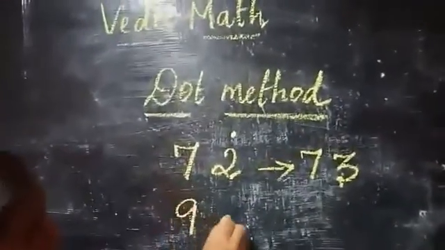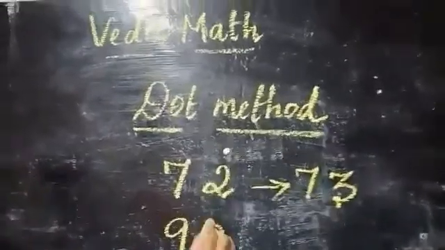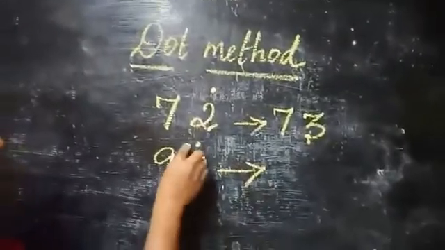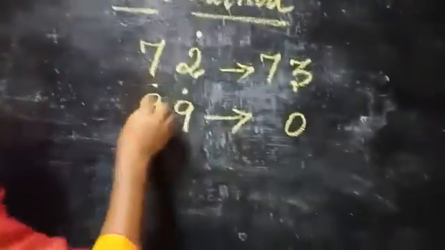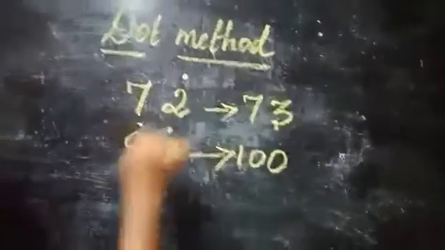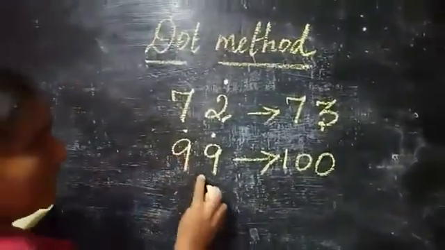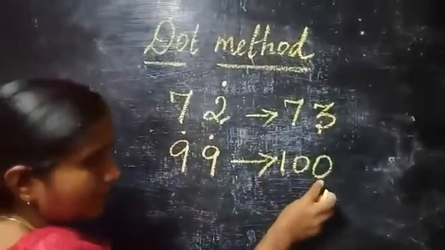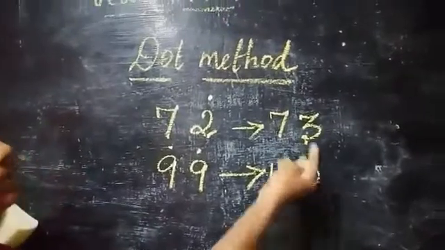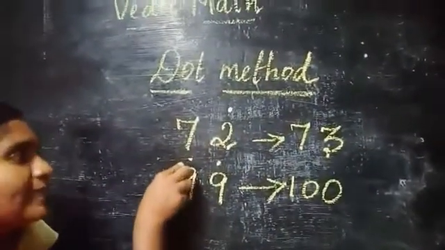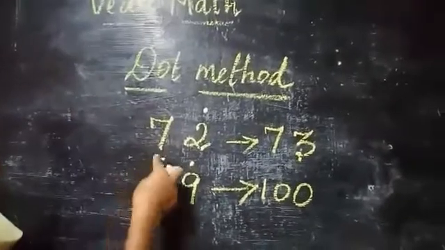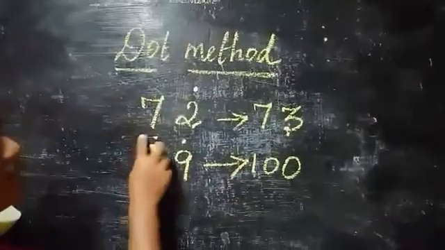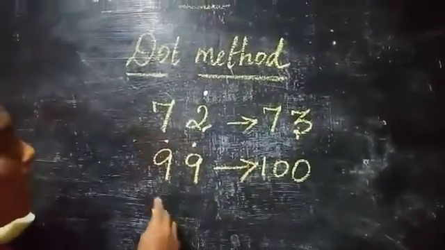Okay, now suppose you have 99. On the top of 9, if I keep a dot, it means 9 plus 1 is 10. Again, 9 plus 1 will become 10. So the ones place number 0 is written here, and the tens place number is carried over to the next number which is present in the tens place. So again, 9 plus 1 will give you 10. Okay dear. So 100.